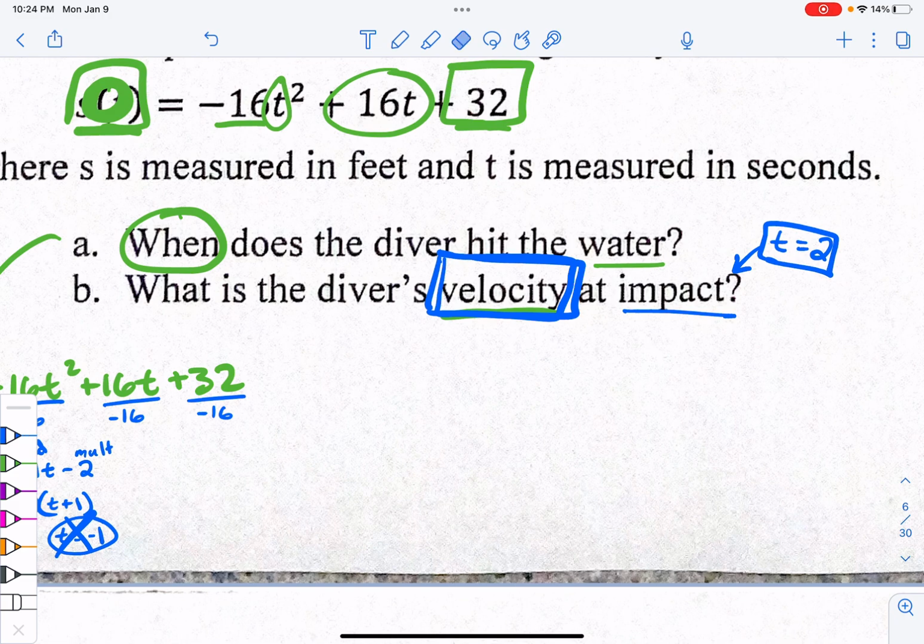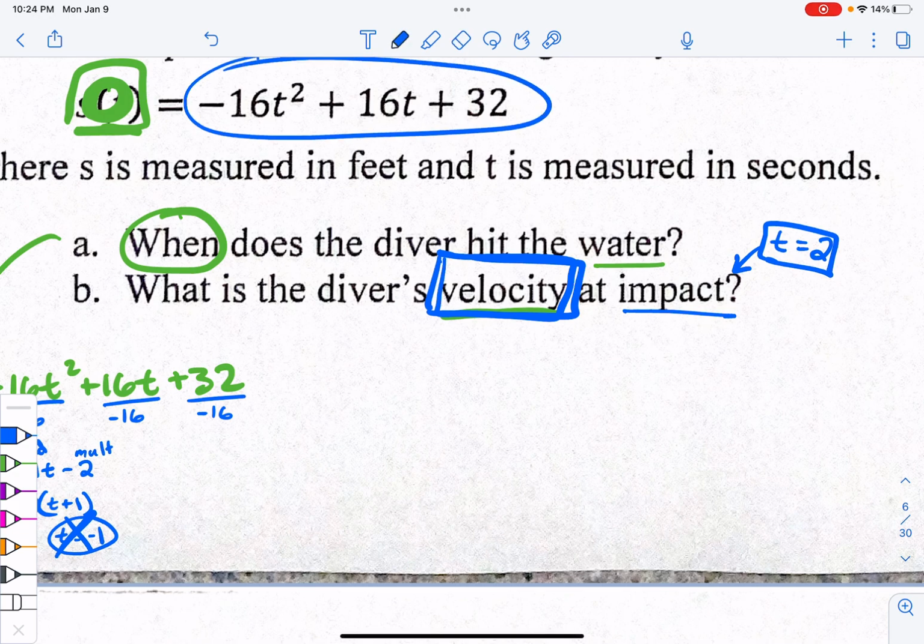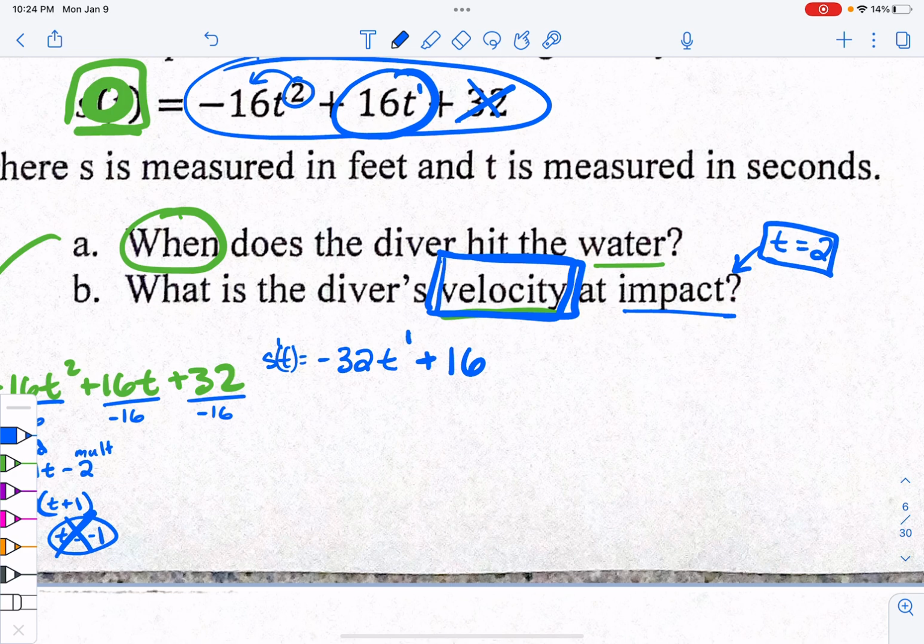So that's going to involve me taking the derivative of this equation right here. Velocity is a first derivative. I'm going to take the 2, multiply down in front, so that is negative 32 t to the first power, plus the derivative of 16t, which is just 16. That's a linear term, so the t just goes away. Or think of it as 16 times t to the 0 power. The derivative of 32 is plus 0, so it goes away. So this is my s prime of t, that's my derivative.